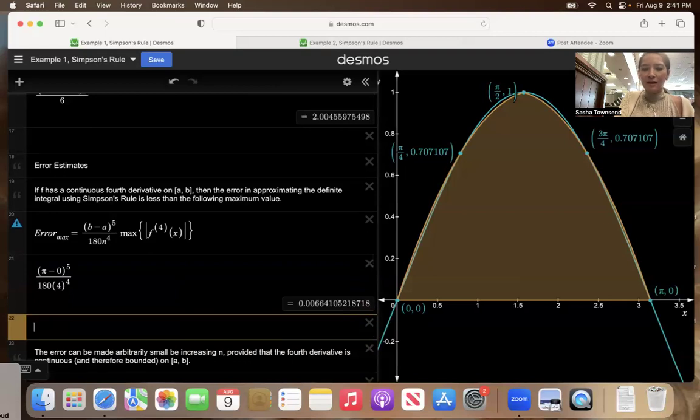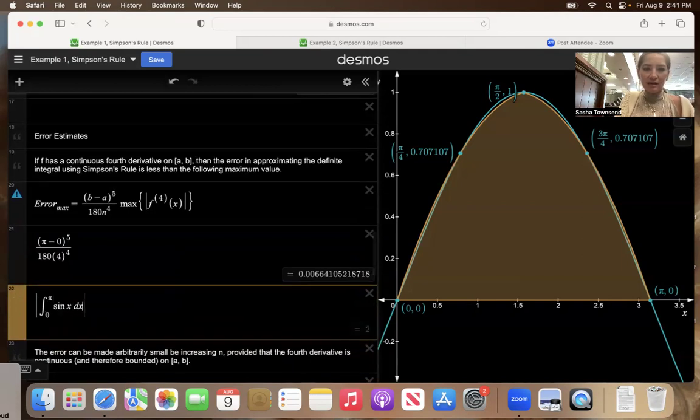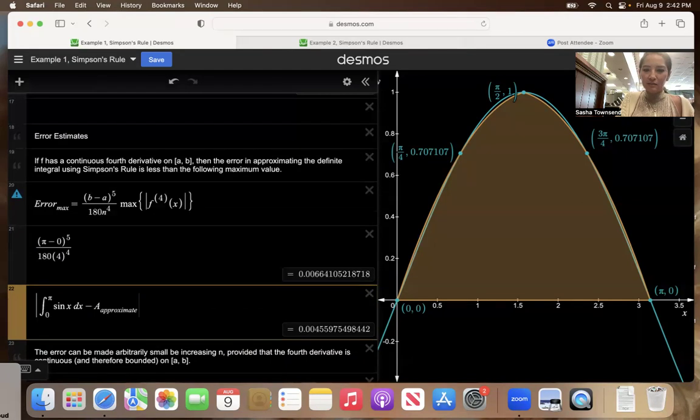And we know that the exact value of the integral is 2. And we could evaluate the integral from 0 to pi of sine of x. We're going to take that and subtract the approximate area that we calculated using Simpson's rule.